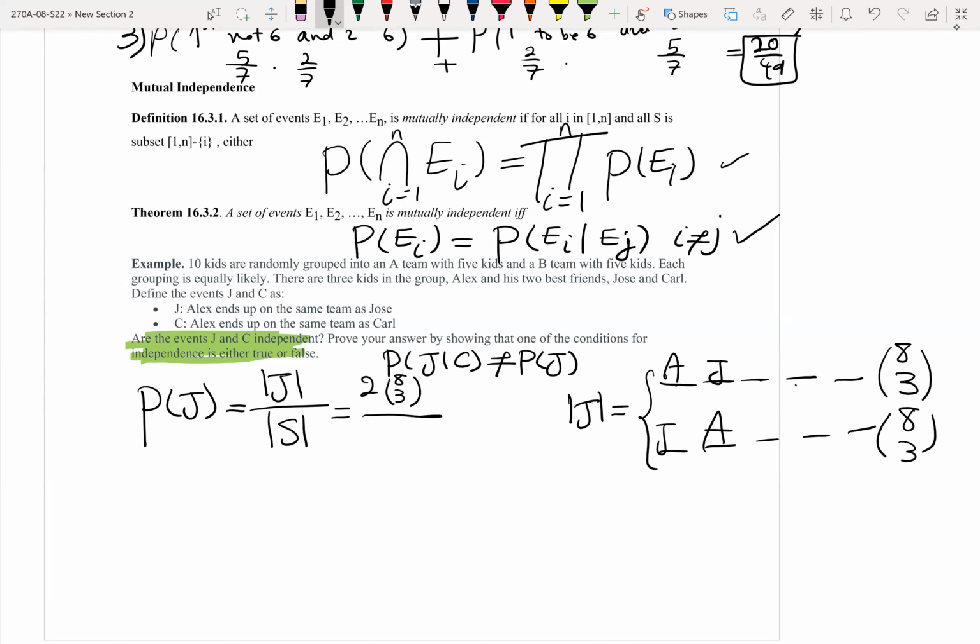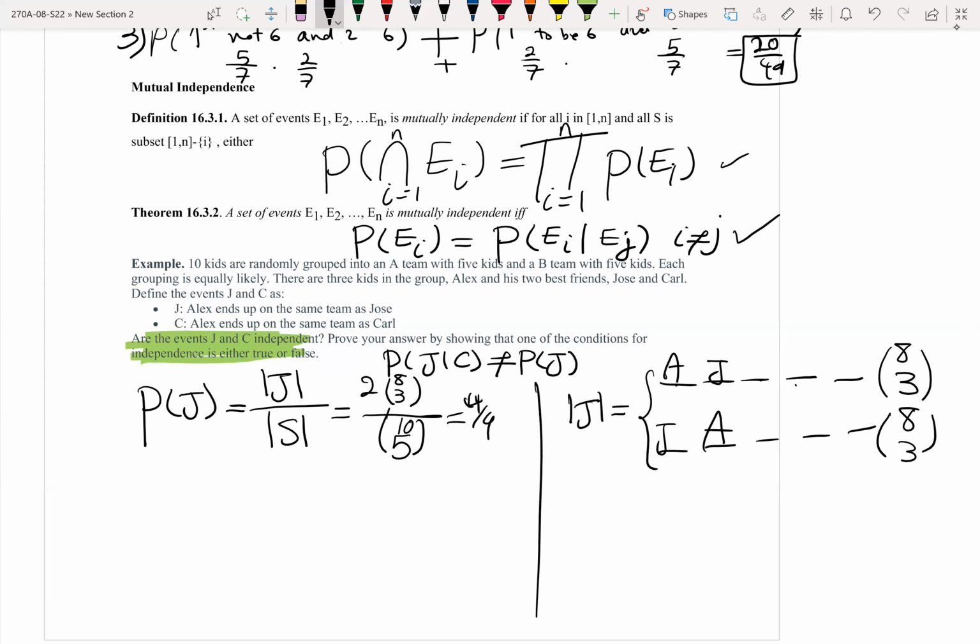Okay, what's the sample space? Selection of 5 for a team out of the 10. Okay, that's the sample space. And actually, since I have the simplified answer, it's ending with the 4 divided by 9.